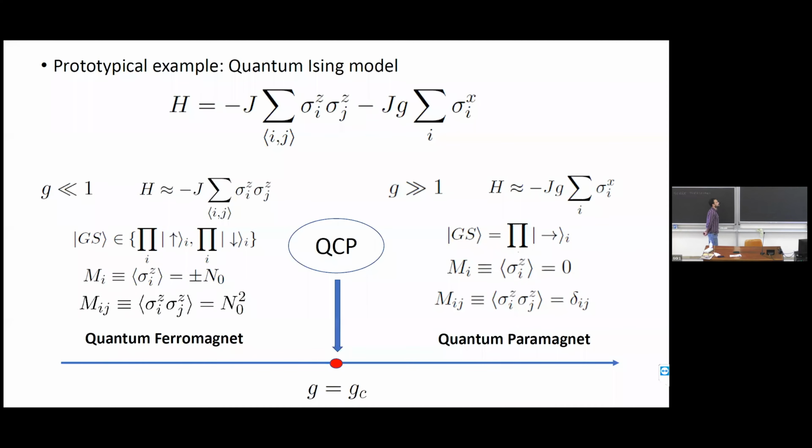In the opposite regime, when the external magnetic field is very high, the second term of the Hamiltonian will dominate. And so the ground state is now unique and symmetric, and there's no magnetic order. This is the quantum paramagnet. So it is fairly clear that we cannot map continuously these two ground states. Something special has to happen at some point in the middle, and there is where the critical point is.